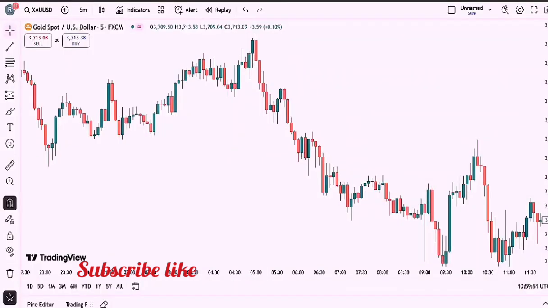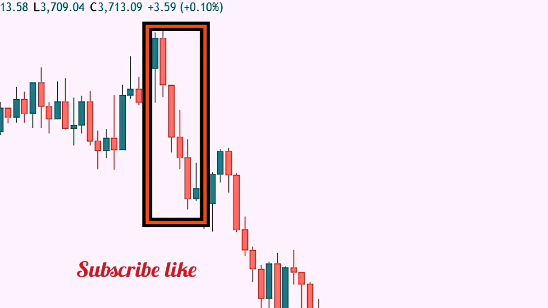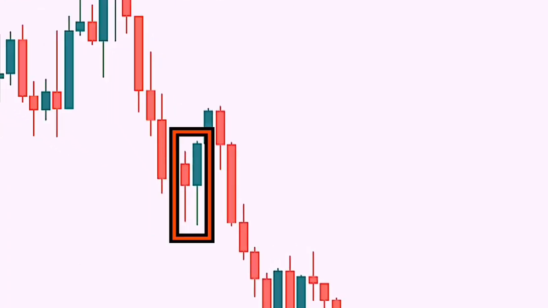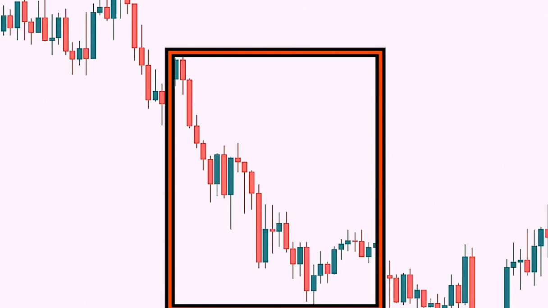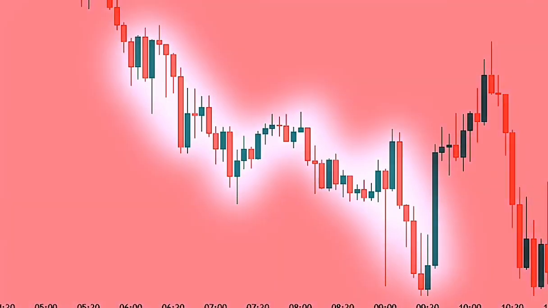To make it clearer, let's look at a downtrend example. A bearish spike forms, and when a candle closes above the last spike candle, a pullback is confirmed. Notice how strongly price dropped after that pullback. The same happens with the next spike. After the pullback, the market continues downward.